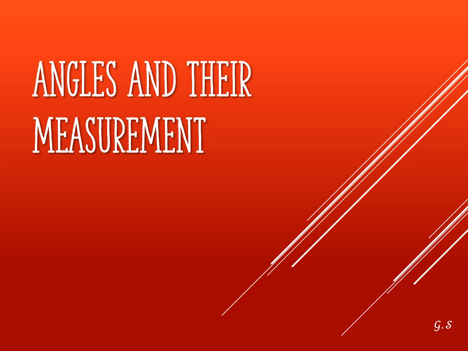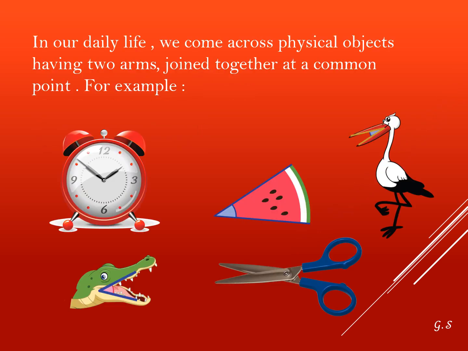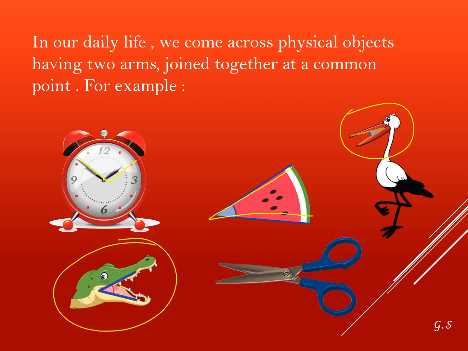Today we'll study about angles and their measurement. Let's see. In our daily life, we come across physical objects having two arms joined together at a common point. For example, we can see the hands of the clock. We can see it in a slice of a watermelon, in the beak of a bird, the mouth of a crocodile, and a pair of scissors. It has an opening which is making an angle.